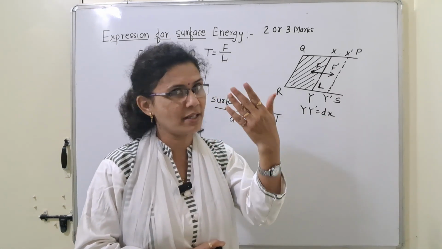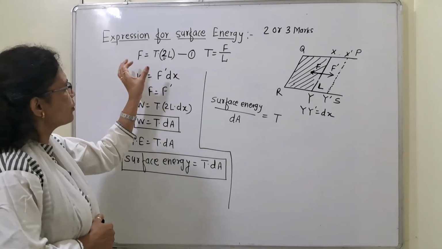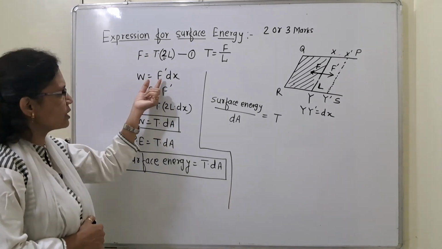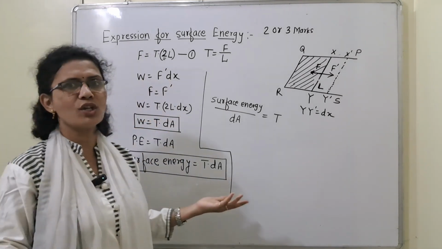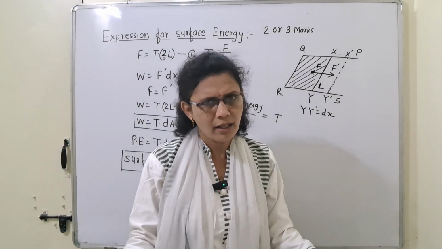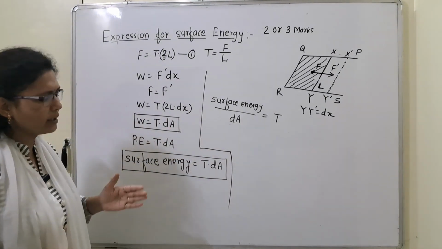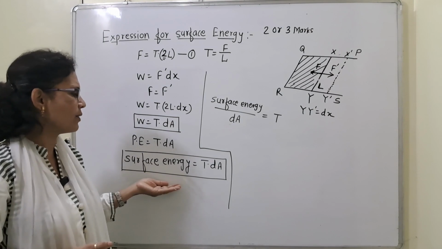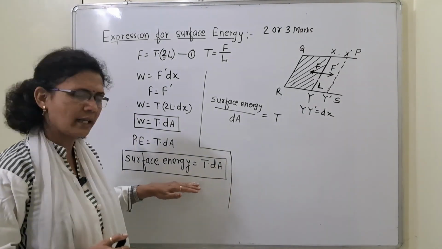And whenever there is a displacement, there is a work done. Therefore, W is equal to F dash into dx. But these two forces are equal. Therefore, we have put that value of F, that is T into 2L, in this formula. Now, this 2L into dx is nothing but change in area. See, this length and this dx, that is length into breadth, is nothing but the area. So, change in area, it is nothing but dA. Therefore, this work done is stored in the form of potential energy, and this potential energy is nothing but the surface energy, having formula T into dA. Up to this, that derivation gets over.